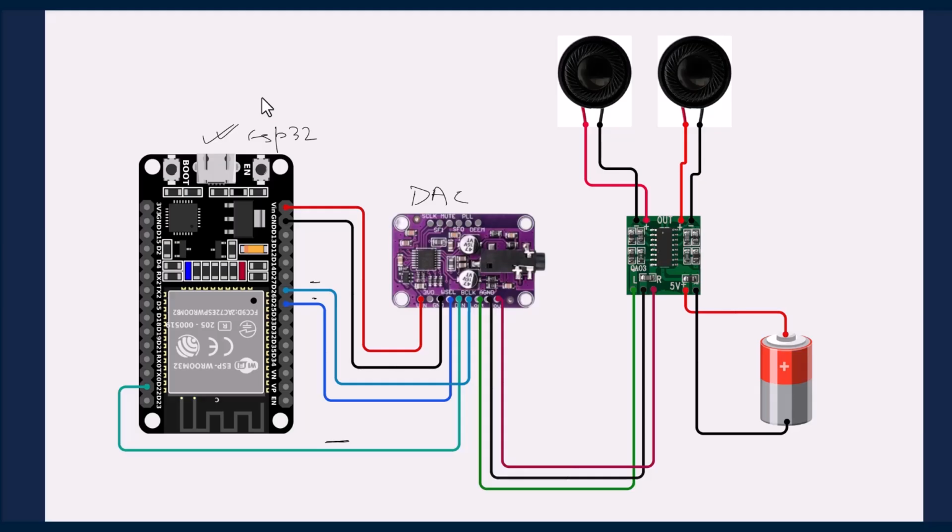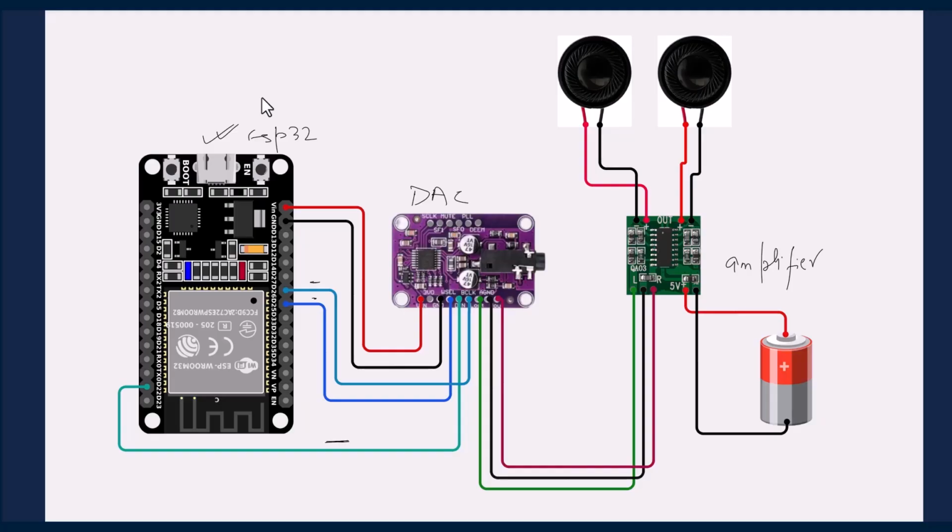Apart from that, of course, we connect the power and ground, 3.3 volts or 5 volts depending on your DAC module, and GND to complete the circuit. Now the output of the DAC gives us clean analog audio. But that signal is usually pretty weak. So before sending it to a speaker, we pass it through a small amplifier.